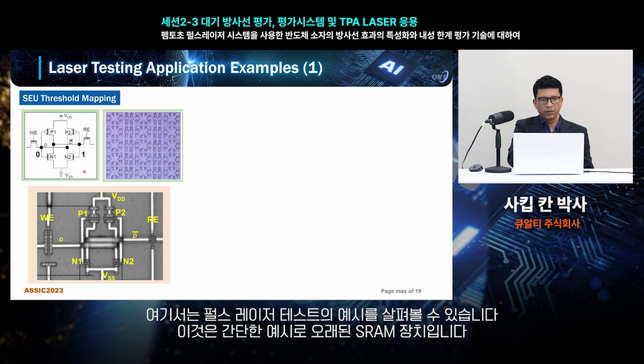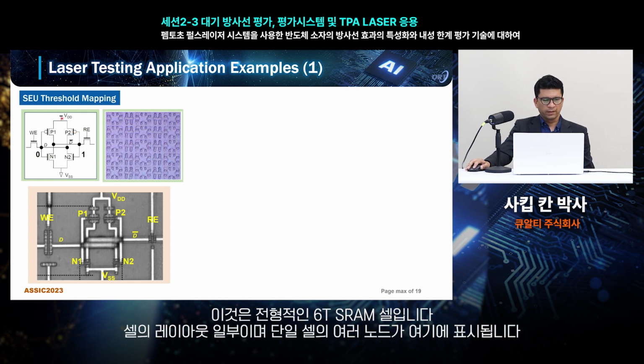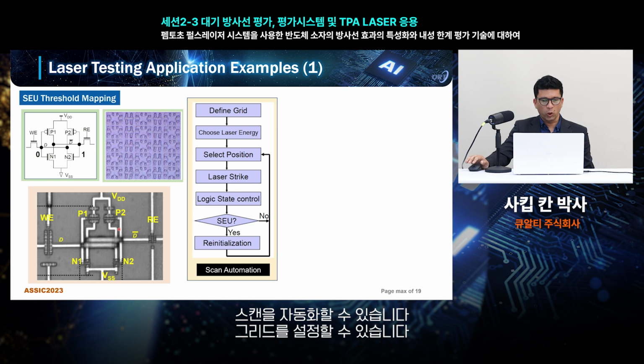This is an example which shows the pulse laser testing. This is a very simple example of an SRAM device, a very old one. This is a typical 6T SRAM cell. This is the layout of the cell, and different nodes of this single cell are marked here. Scanning could be automated. We can define the grid.